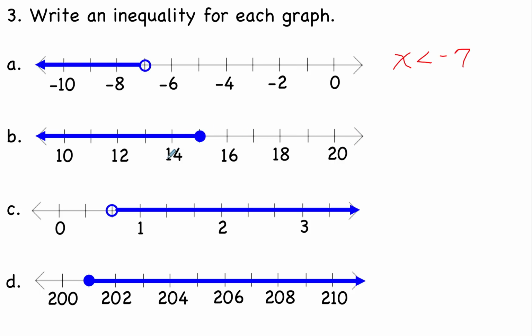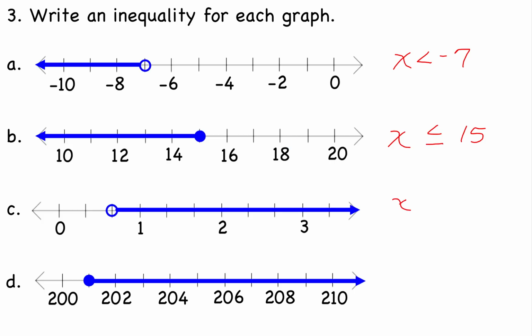For letter B, our endpoint is 15, so that's the number that goes on the right. And I'm going to use the variable x again. This time it has a solid dot, so it's less than or equal to 15.